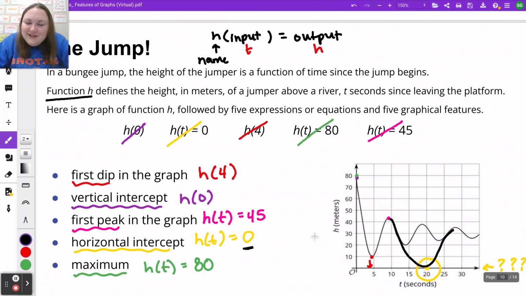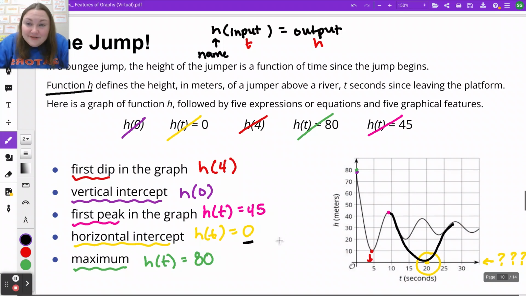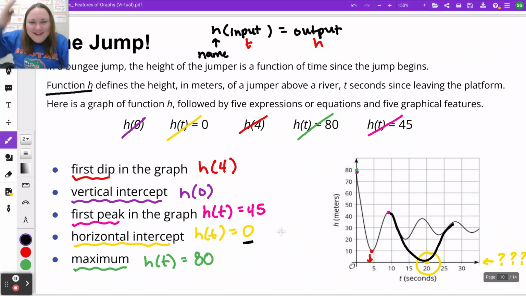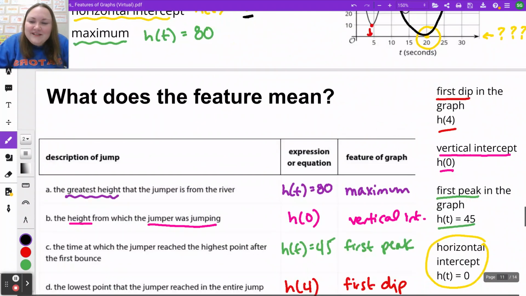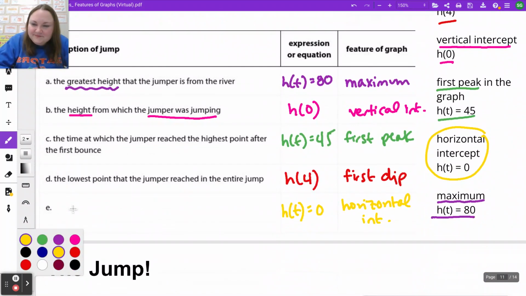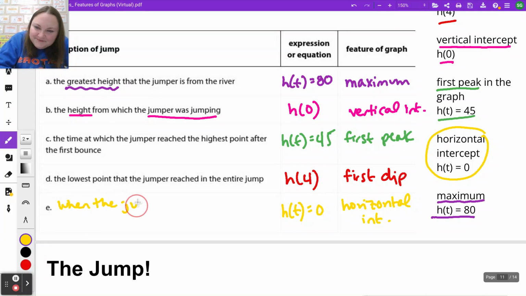Well, your output is telling you your height. And specifically, we said it's the height of the jumper above the river. So if that height gets to 0, where is our jumper? If they are 0 meters above the river, they are in the river. They have hit the water. And so that description of the jump would be about when the jumper hits the water, which in this situation doesn't exist.